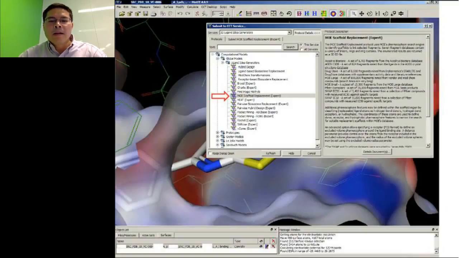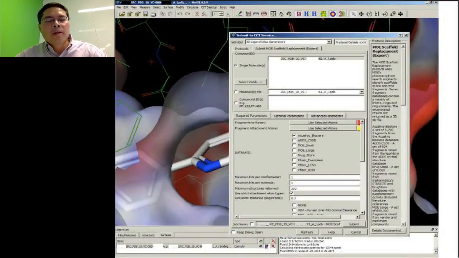And again, the metadata about the protocol appears. You can see this is the MOE scaffold replacement. It tells you a little about the method and the databases which you'll access in order to do this. This is the one you want to do. Then the job gets prepared for CCT submission. Here you're selecting a molecule and specific atoms that you want, some of which you want to keep and others that you want to substitute.